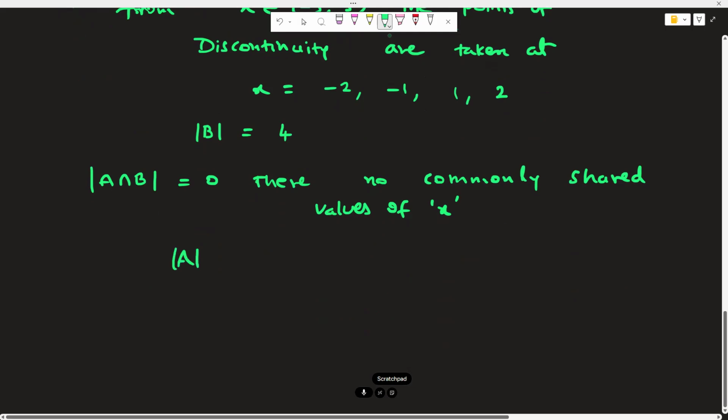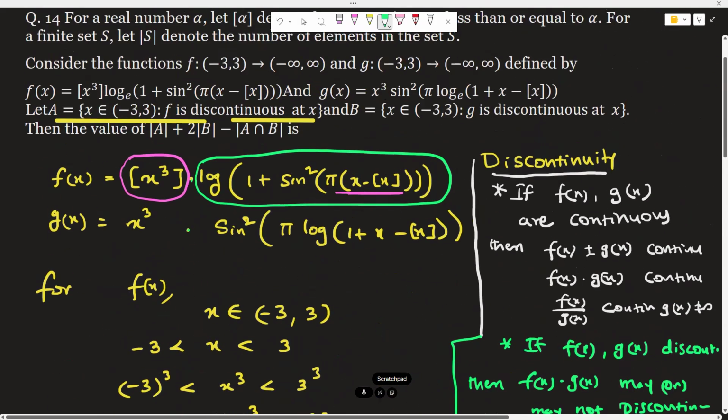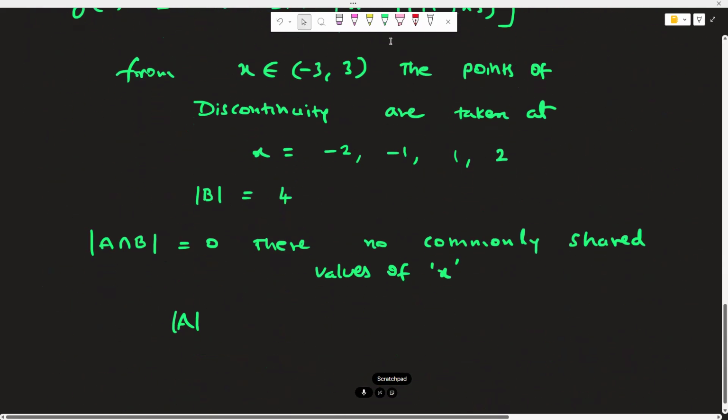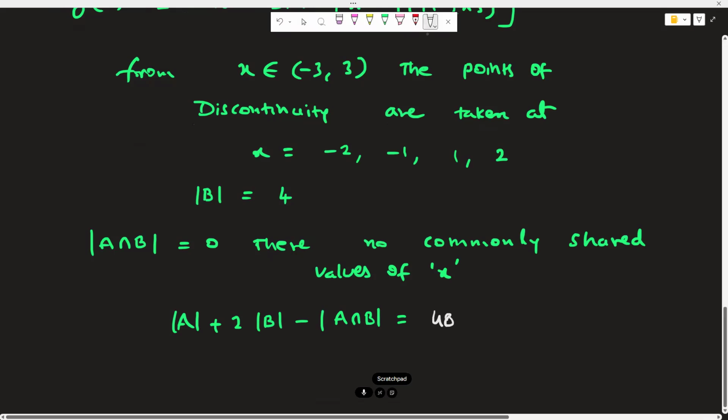So he is asking about norm A plus 2 into norm B minus norm A intersection B is equal to how much? Norm A is 53, sorry, not 53, 48. 48 plus 2 times 4 minus 0. So 48 plus 8, which is 56. Okay.